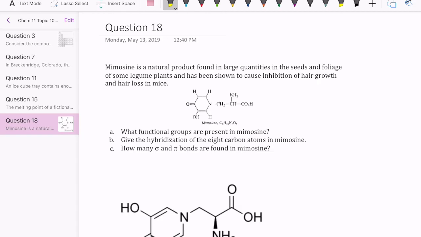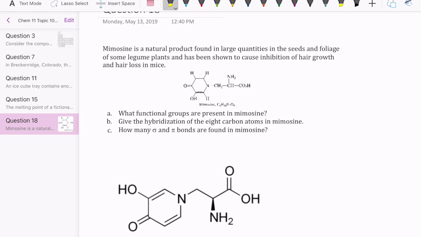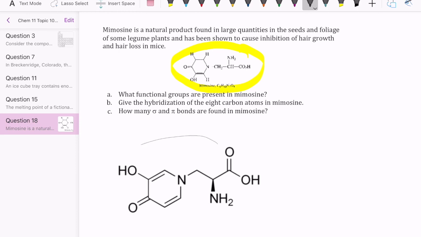Okay, let's take a look at question 18 in topic set 10. This is an organic chemistry question. It's giving us an organic compound called mimosine, and it's asking us a few questions related to that compound. The picture I have here is a little hard to see, so I decided to get another copy of the molecule and put it down here so we can better look at all the information.